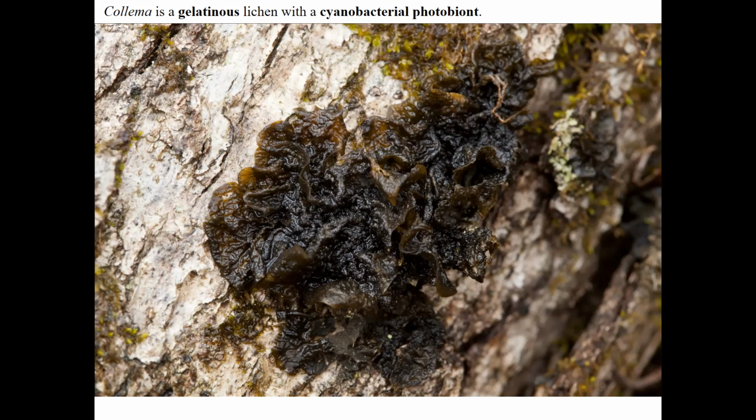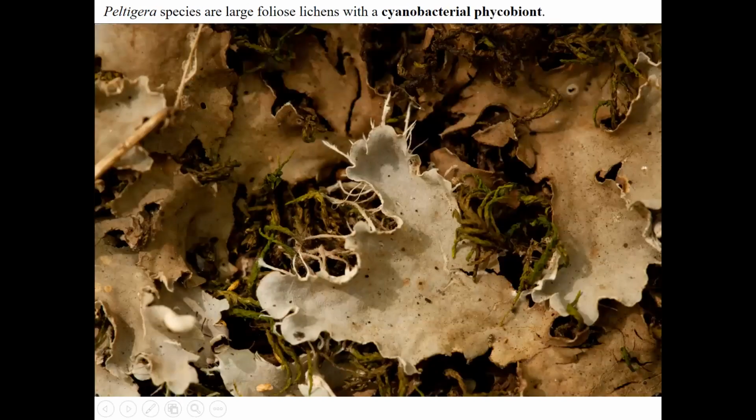But some lichens have a different type of photobiont. They have a blue-green bacteria, which are prokaryotes. They're bacteria. They used to be called blue-green algae. They still sometimes are, but a lot of quotes are on the algae part because blue-green algae are bacteria. They're prokaryotes, not algae. So this lichen is a type of so-called jelly lichen. It happens to have a cyanobacterial photobiont. And that's a nice variety of lichen.